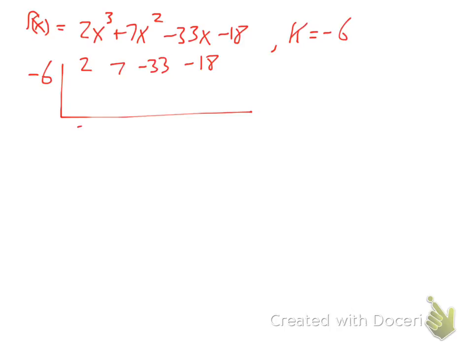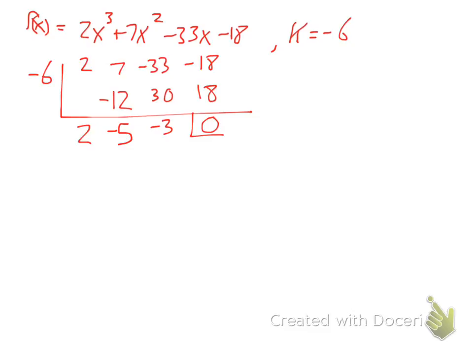Going to drop down 2, and 2 times negative 6 should be a negative 12. Negative 12 plus 7, negative 5. Negative 6, you're adding, remember, we add going down. You don't add going down. Yes, you do. You subtracted in long division, you add in synthetic. Negative 6 times negative 5 is 30, which is negative 3. And negative negative makes it a positive 18, which is 0.